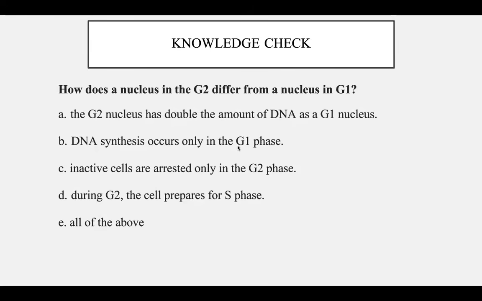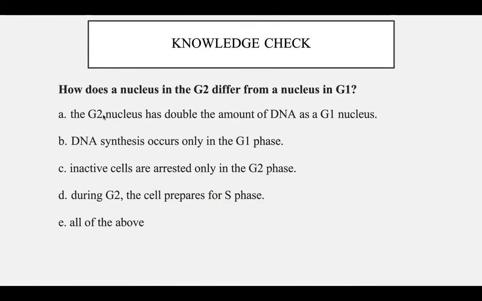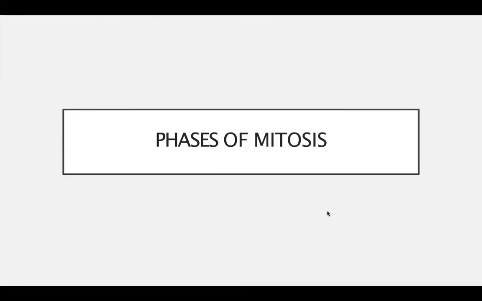All right, correct. Everyone got it correct. The answer is A. The reason is that G2 occurs after the S phase, as you see here, where the DNA has replicated. As a result, the G2 nucleus has doubled the amount of DNA. The reason it's not D is because it's during G1 that the cell prepares for S phase. But during G2, the cell prepares for mitosis.